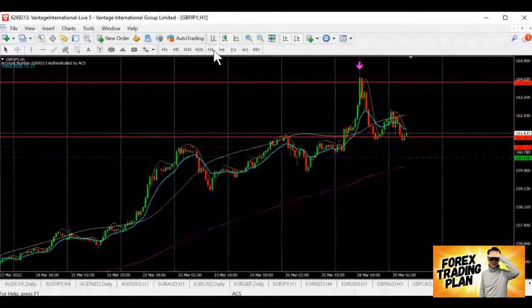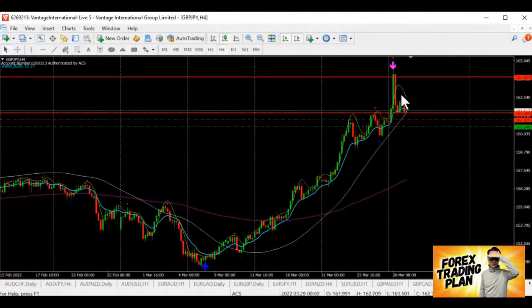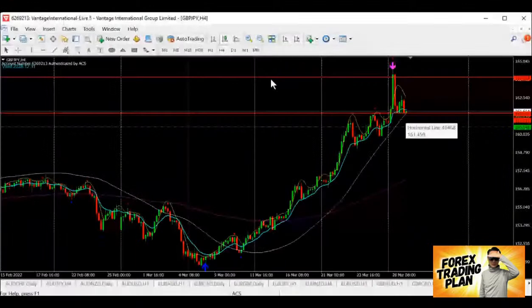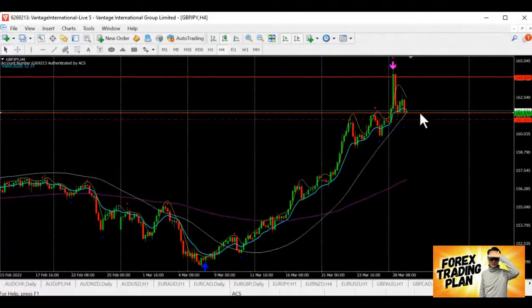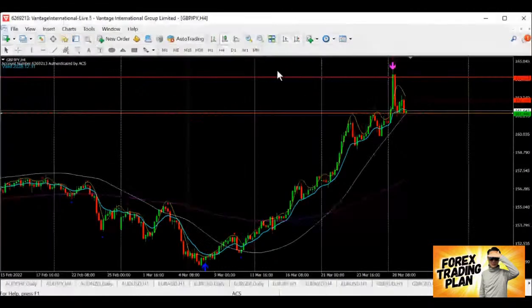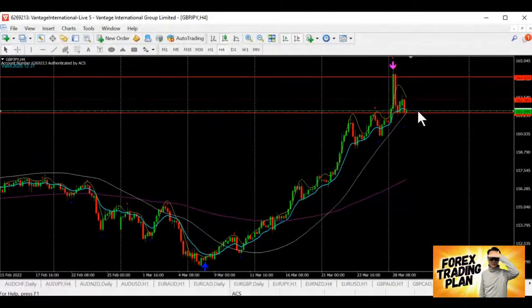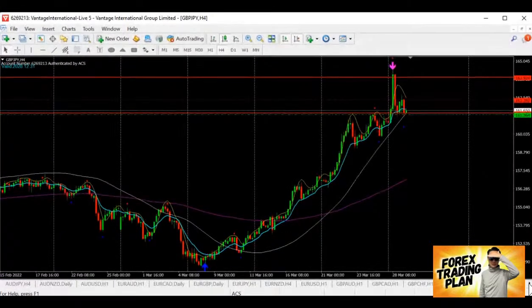So for pound yen, I'm going to give a miss, later on maybe the second half of the day. When it breaks down this support, there's a support area here, and gets out of the bull zone, then probably there will be a better choice. So that's for pound yen. Just be patient. Okay, I think we have to be patient. All right. Okay, let's move again.